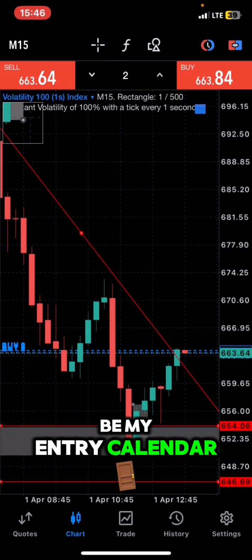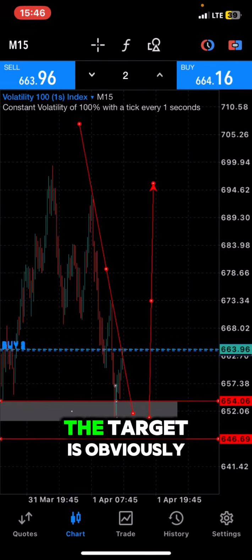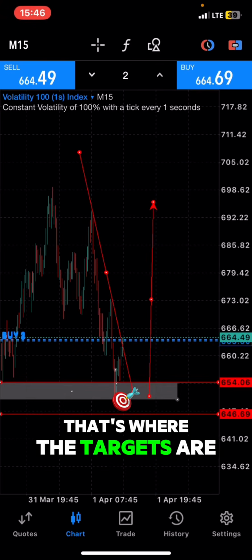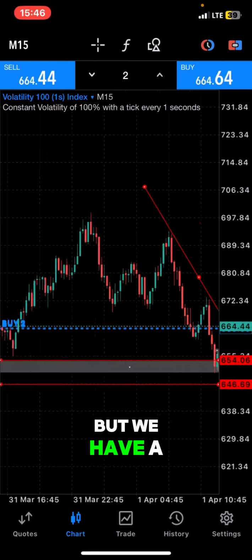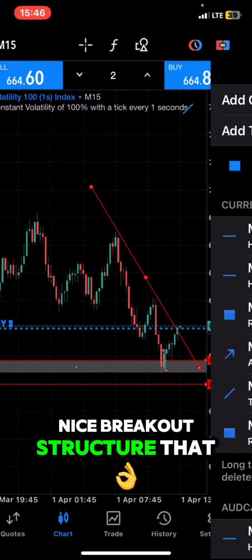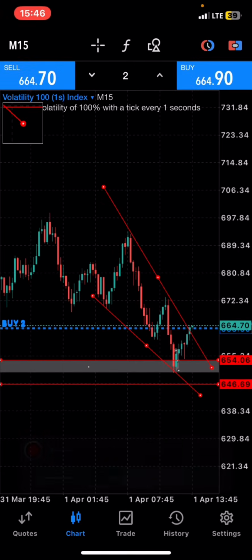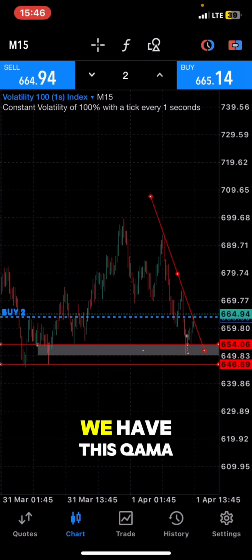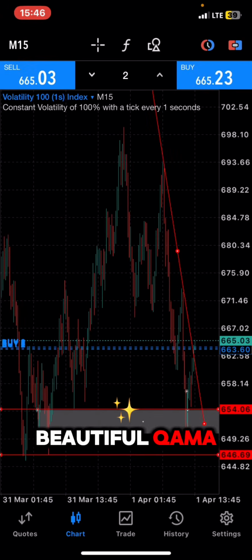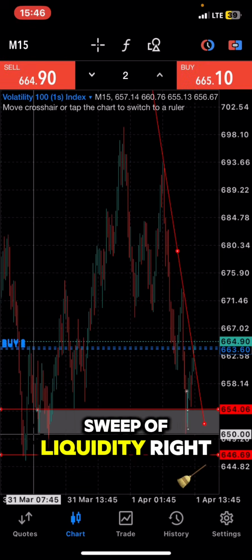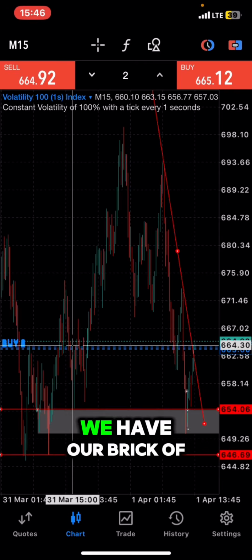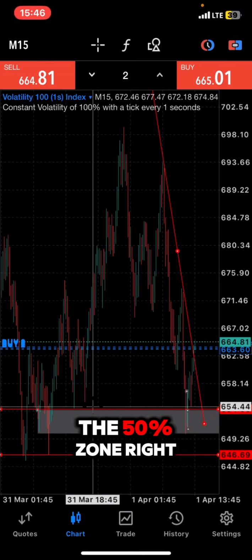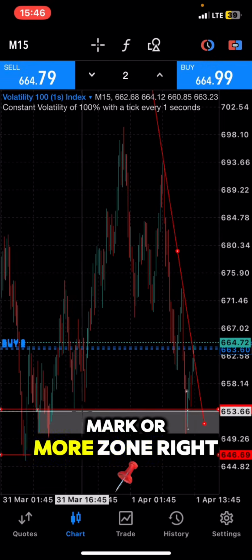This was supposed to be my entry candle right over here. The target is obviously all the way up here. That's where the targets are going to be. But we have a nice breakout structure that has actually been formed. But let me explain this trade. We have this QMR, beautiful QMR. As you can see, we have our sweep of liquidity right over there. We have our breakout structure, right? You pull out your Fibonacci, it came back into the 50% zone, right? This is the 50 mark zone, right?